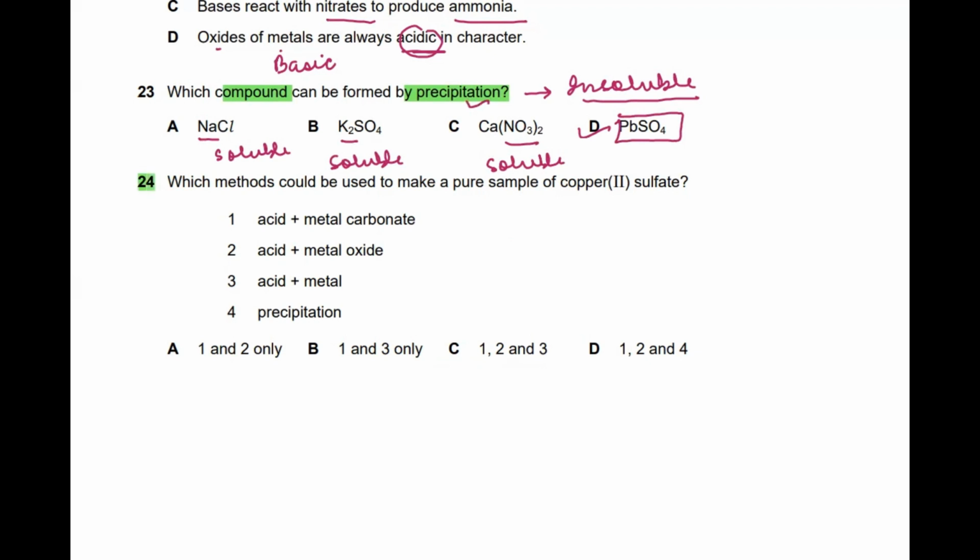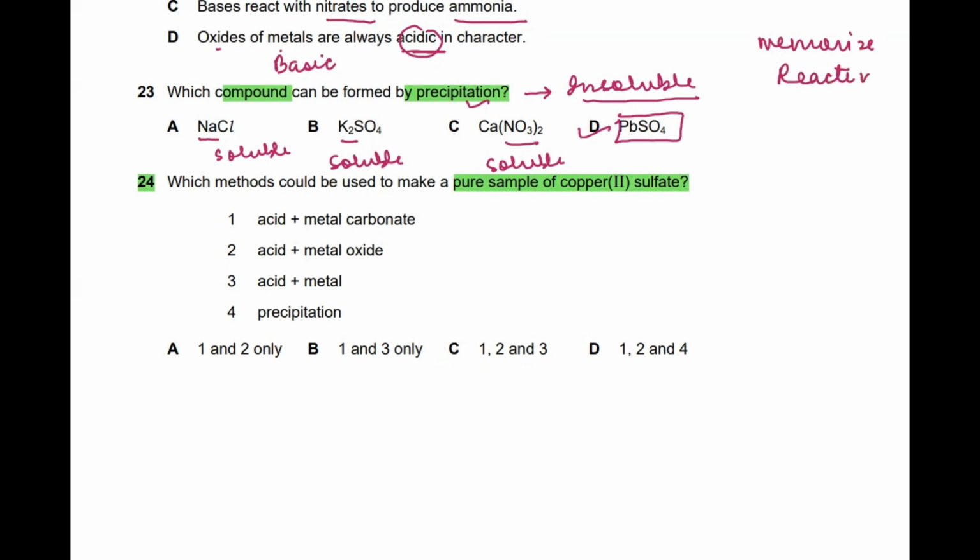Coming to question number 24: which method could be used to make a pure sample of copper sulfate? We need to know that copper is below hydrogen in the reactivity series. We have to memorize the reactivity series.